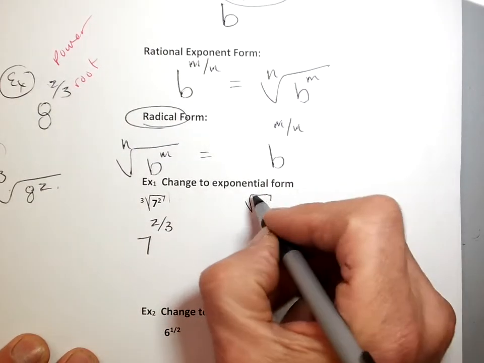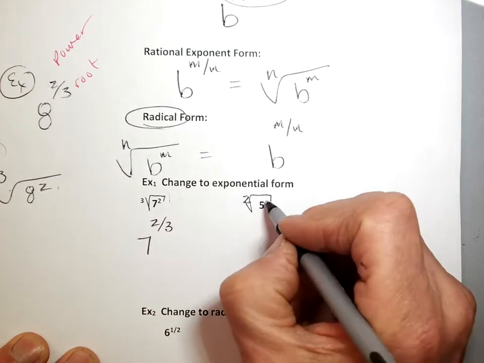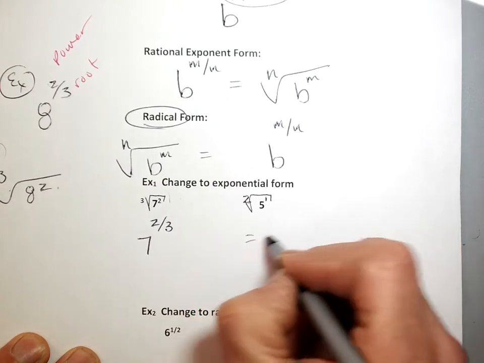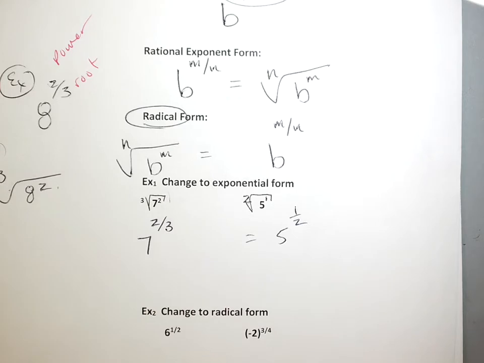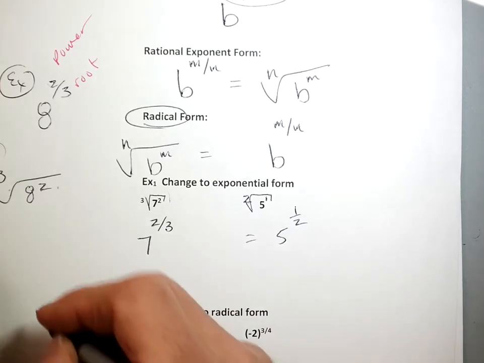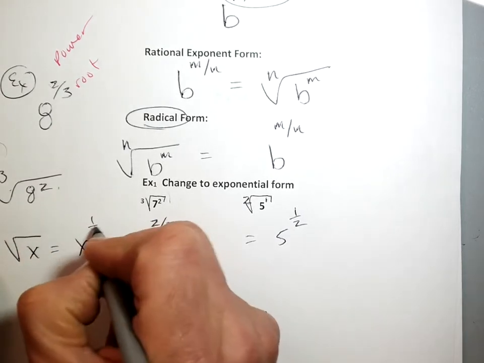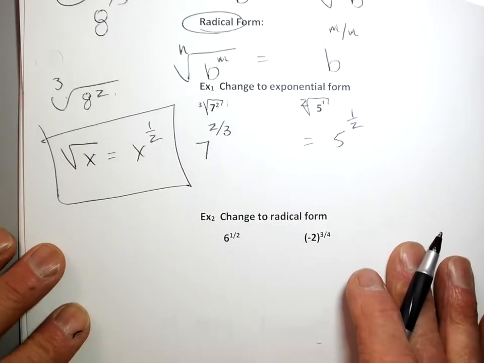Second example has an invisible 2 right here. You guys agree? And an invisible 1 right there. Okay? So we'll rewrite this as 5 to the 1/2 power. Now I want to give you a rule that needs to be in your notes, or at least in your notebook, and that is this. You will see this all the way through calculus and beyond. Anytime you see the square root of any number, you can rewrite it as a 1/2 power. Okay? And you're going to see that a lot. And we just did it, didn't we?